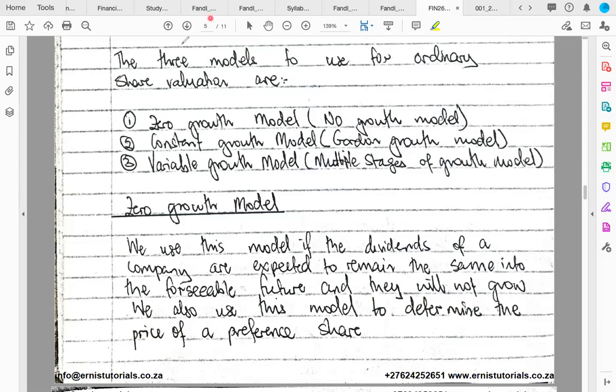So there are three very important models you need to know for FIN2601 when it comes to determining the intrinsic value of a share. There's the zero growth model, also known as the no growth model.